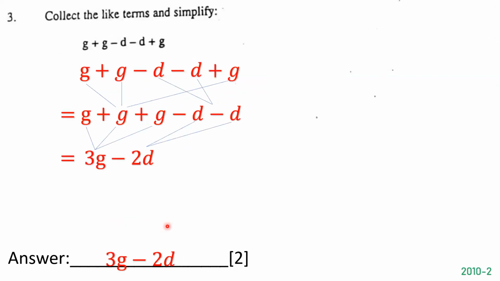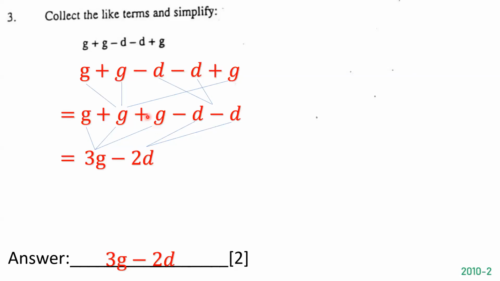Let's move on to the next question here. They want us to collect like terms and then simplify. What are the like terms? Well, we have g plus g minus d plus g. So let's add all the g's together. Let's bring the g's together. So that's going to be g and g and g.